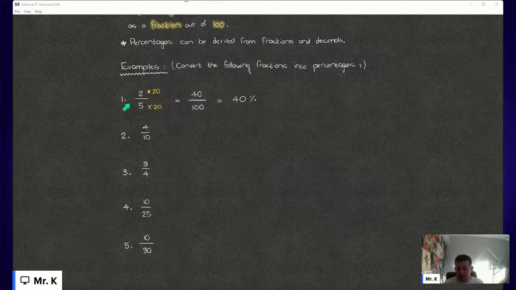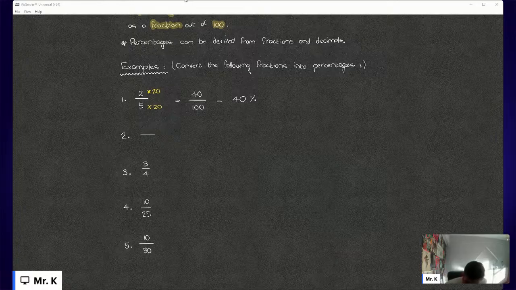So 2/5, grade 7s, is the same as 40%. Let's look at example number 2 over here, 4/10. Now we've chatted about equivalence quite a lot, and I want to show you why it's so important. How would I change 4/10 to be a fraction out of 100?